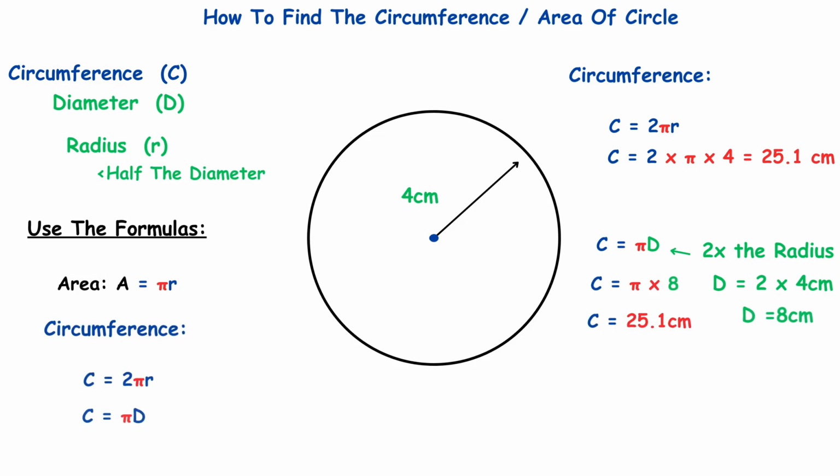Moving on to find the circumference. Since we know the radius, we use the formula circumference equals 2 times pi times r, so we substitute the values to get circumference equals 2 times pi times 4, and by calculating this, we get approximately 25.1 centimeters. To demonstrate that the other formula works just as well, if we want to use the formula circumference equals pi times d, we first calculate the diameter, which is 2 times the radius. In this case, 2 times 4 equals 8 centimeters, so the circumference equation becomes circumference equals pi times 8, and again the result is 25.1 centimeters.